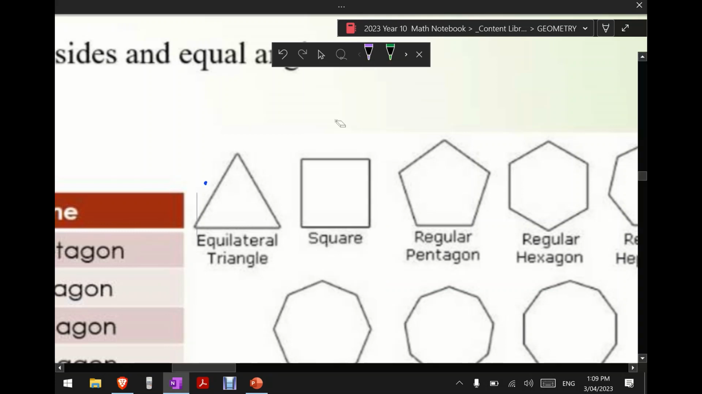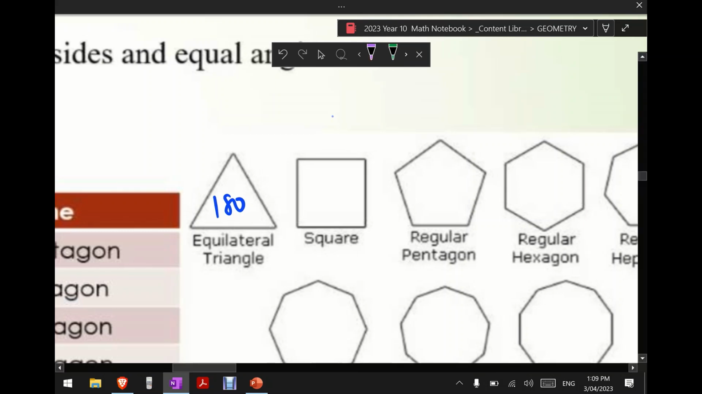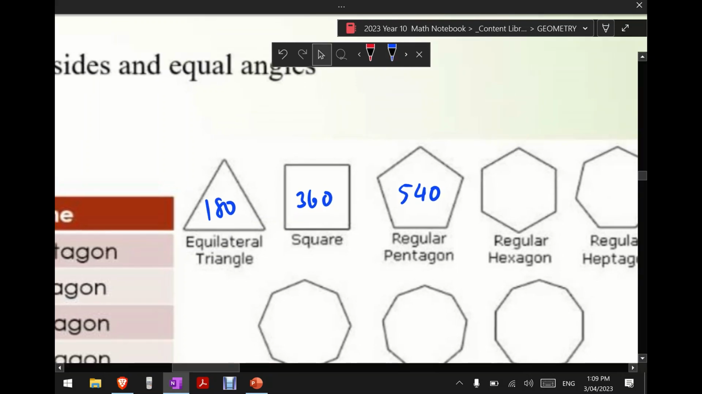That's a pentagon. Oh, sorry, pentagon, yeah. Regular hexagon is 720. Do we see what's happening here? Heptagon would be... It's always going up by 180. Yes. So it says here that the interior angle is 180 times n take away 2, but then it says divided by n at the bottom.